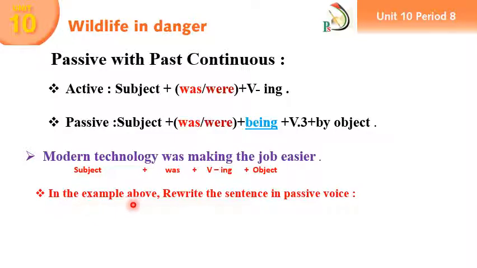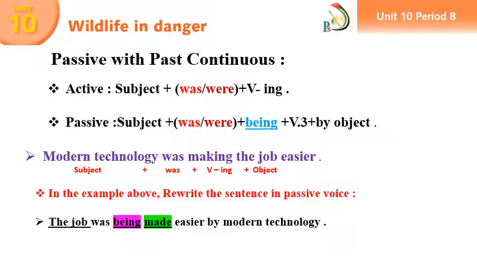In the example above, rewrite the sentence in passive voice. Try to answer it in your notebook. The job was being made easier by modern technology. The job, subject singular, was being made. Verb 3, past participle.